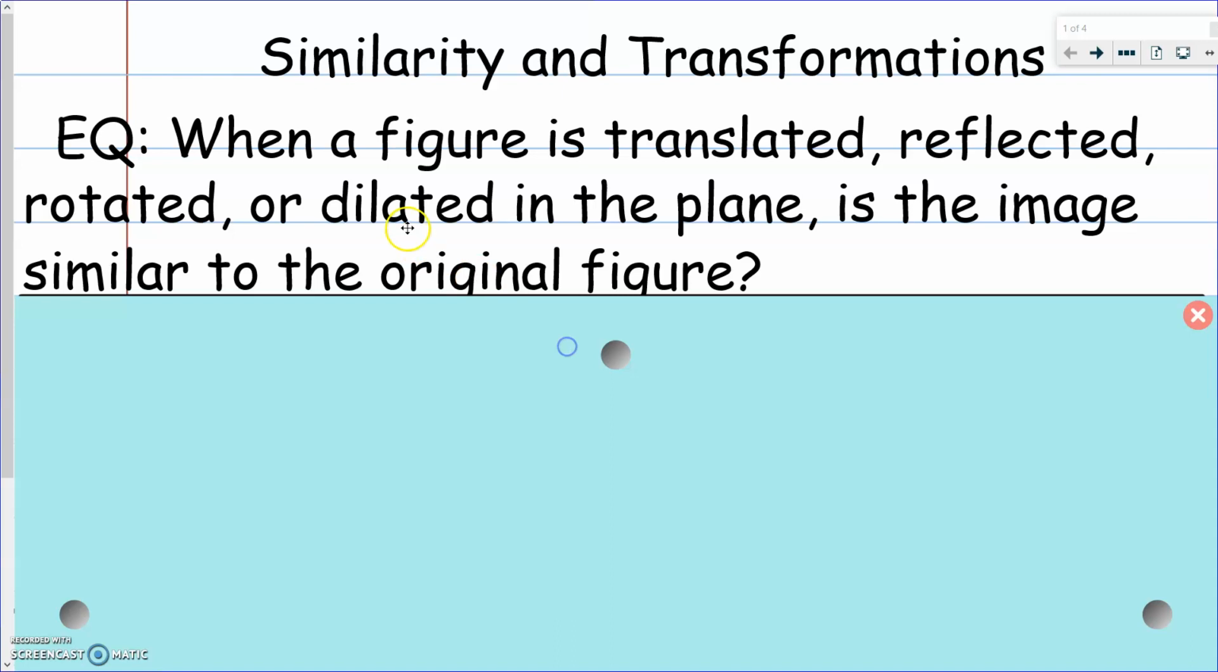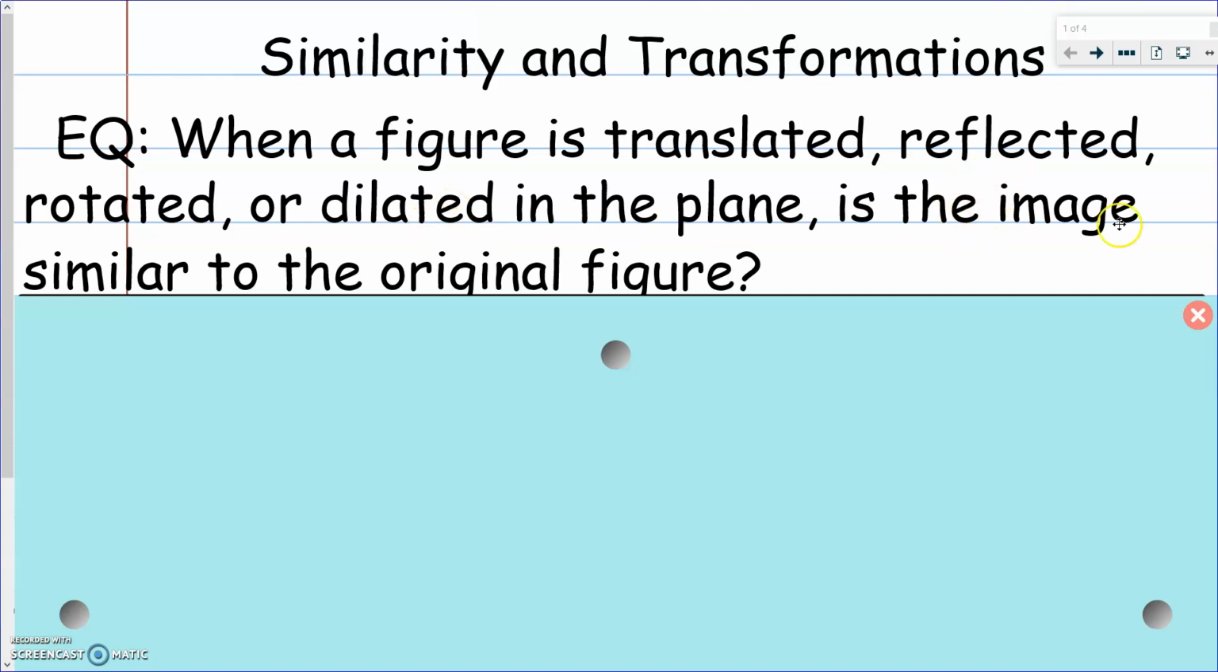Our essential question is, when a figure is translated, reflected, rotated, or dilated in the plane, is the image similar to the original figure? So a couple things here. Translated means to move. It slides back and forth. Reflected is like a mirror. It flips. Rotated, it spins, turns on an axis. Dilated, it zooms in or zooms out.